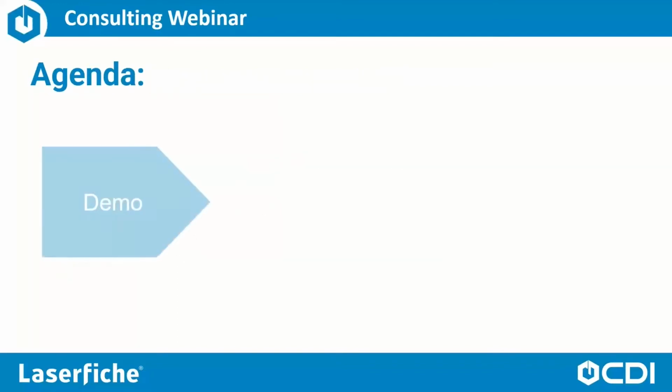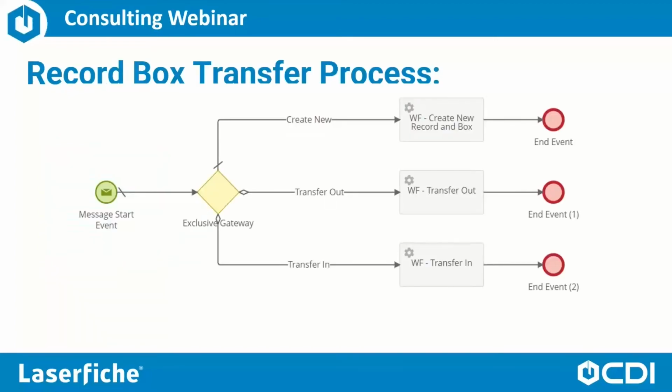All right, so our agenda here is to demonstrate pretty much the solution. I'll walk through just the use of it, and then we'll take a look at how this was implemented. The records transfer process is fairly straightforward. We will either have a new box that we're creating, and we need to get a barcode for the box that we can put on the barcode.